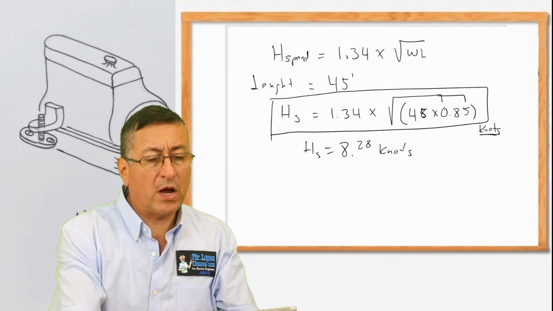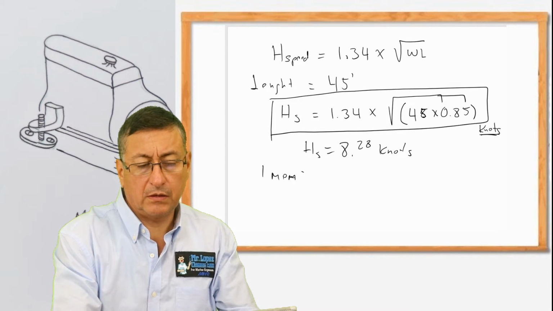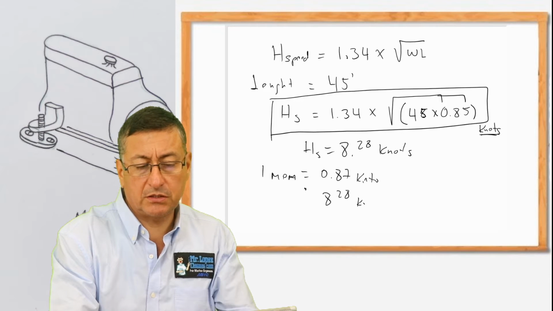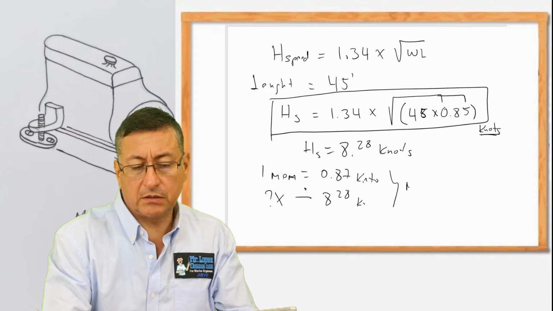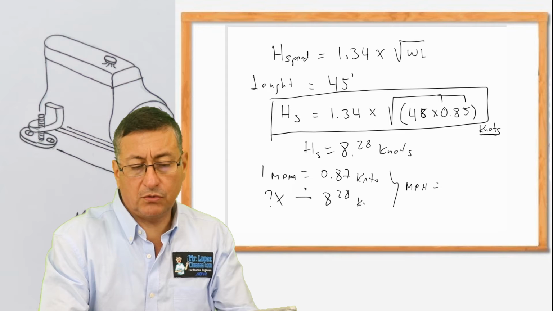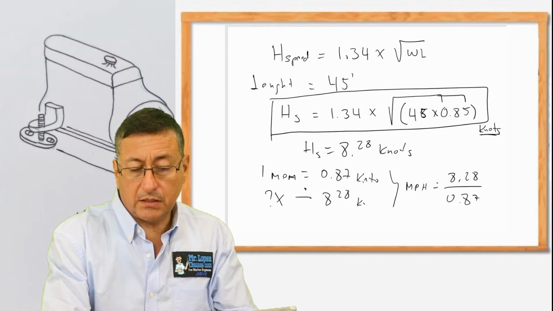And remember, 1 mile per hour is equal to 0.87 knots. Okay, if I have 8.28 knots, how many miles per hour is that? The speed in miles per hour is equal to 8.28 divided by 0.87, and the speed in miles per hour is 9.52 miles per hour.